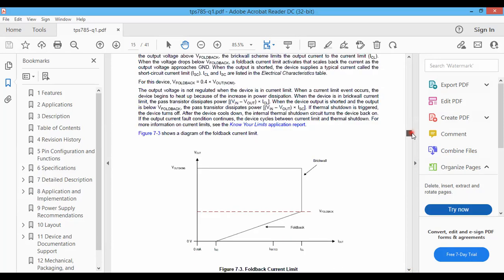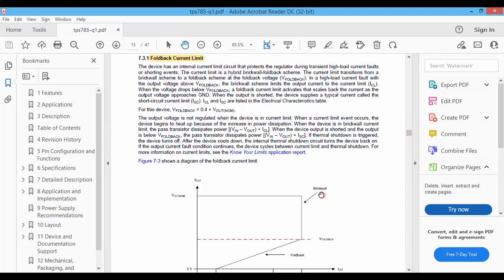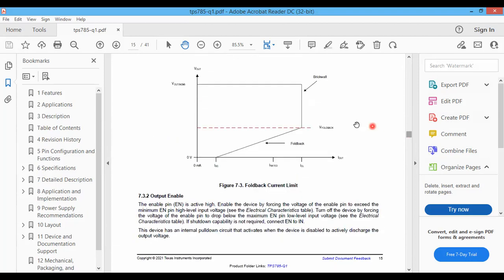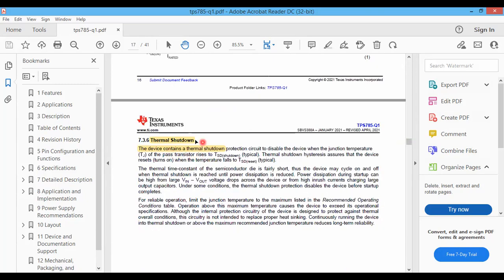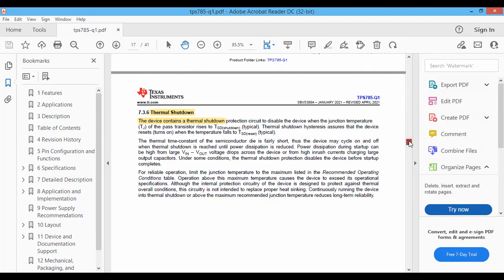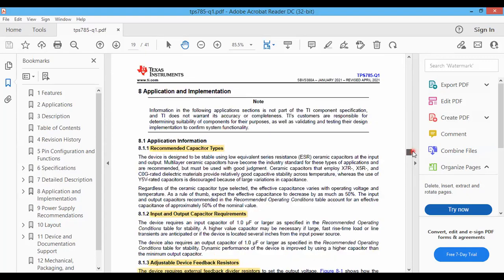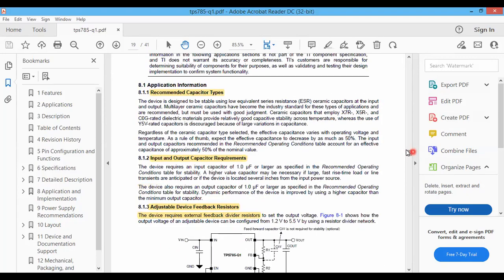This fallback current limit applies when a short circuit or overload event happens. You might have seen in your benchtop power supplies that if you short circuit, the voltage drops to a very low value. The same thing happens here, which safeguards your output load and the power supply. Thermal shutdown is for when it is dissipating more and more heat internally. If it reaches a threshold value, the LDO regulator will shut down by itself to prevent damage. Those are additional features that come with the linear regulator.